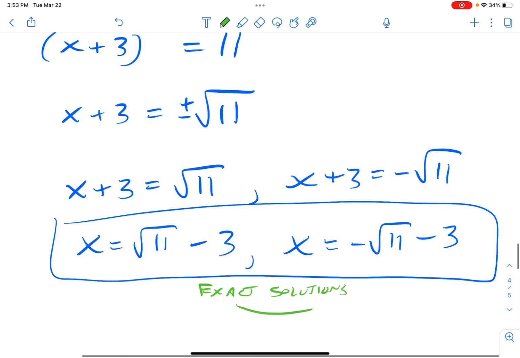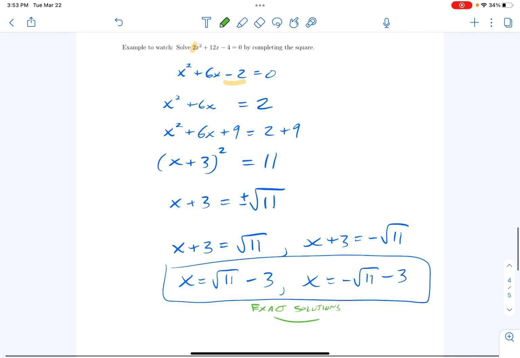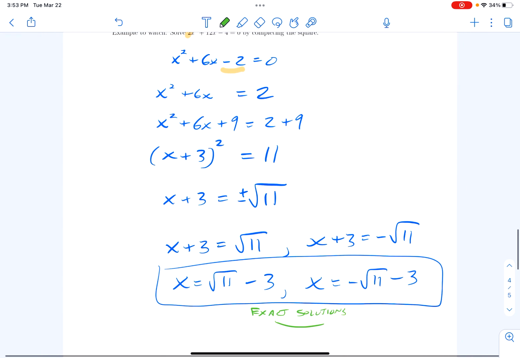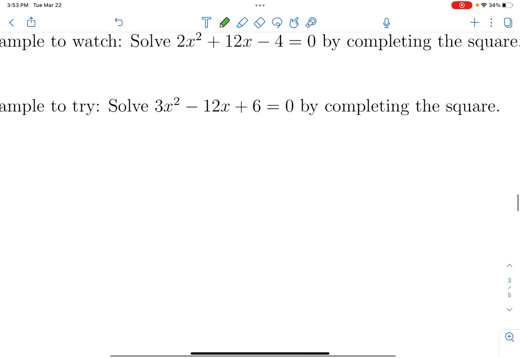So with this as an example, and rewatch it if you need to, I go fast in the videos knowing you can pause and rewatch. Using this one as an example, try this one. Solving 3x squared minus 12x plus 6 equals 0. Hit pause and give it a try.